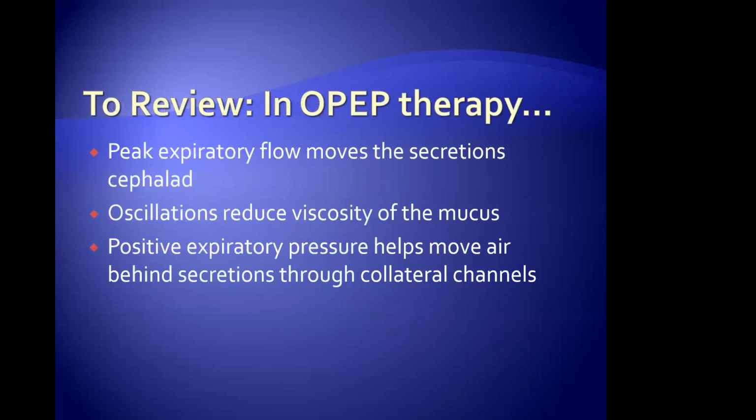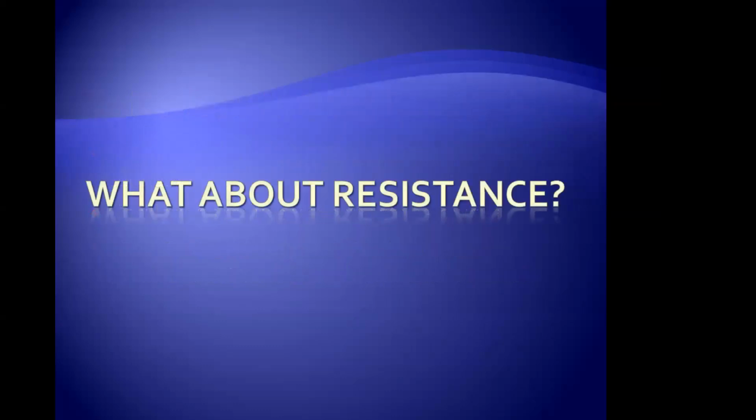So again, think about that. How can I minimize that? What do I need to do? Keep them out of the ICU, move them, and help. So again, in review: OPEP therapy, peak expiratory flow, move secretions, oscillations reduce the viscosity of mucus, and positive expiratory pressure helps move air behind the secretion. We looked at all those slides. We understand that. We get this. We're the smartest kids in the building, and people just don't know how smart we are.